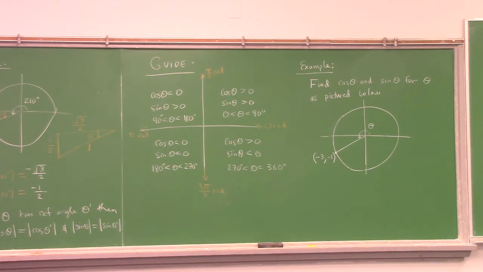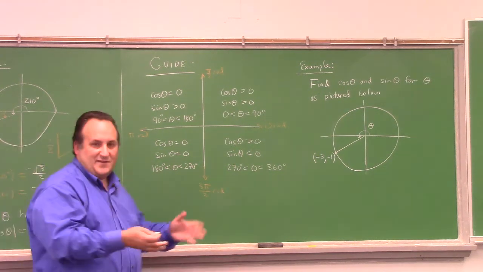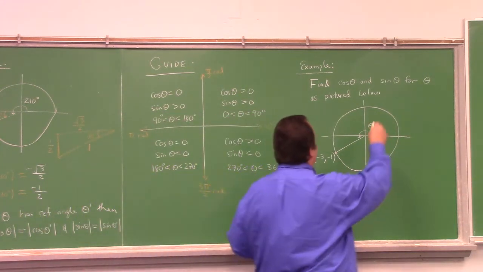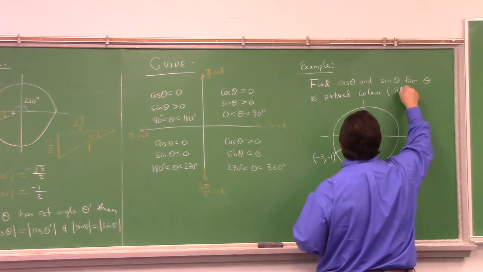So how would we figure out cosine theta and sine theta, given that it goes to the point that has coordinates -3, -1? You're like, oh, well, cosine of theta is -3 and sine of theta is -1, right? Well, this is wrong, because remember, sine and cosine are given by the unit circle. This is not a unit circle. What's the radius of this circle? I'm telling you it's a circle, by the way.